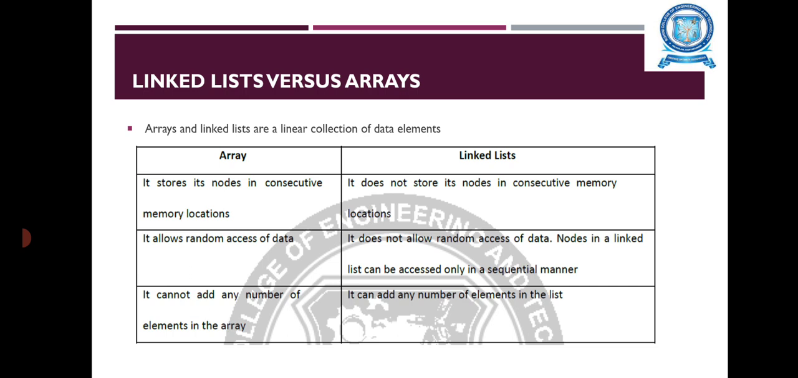The array allows random access of data, but the linked list does not allow random access of data. Nodes in a linked list can be accessed only in a sequential manner. In an array, we cannot add any number of elements, but in the linked list, we can add any number of elements in the list.